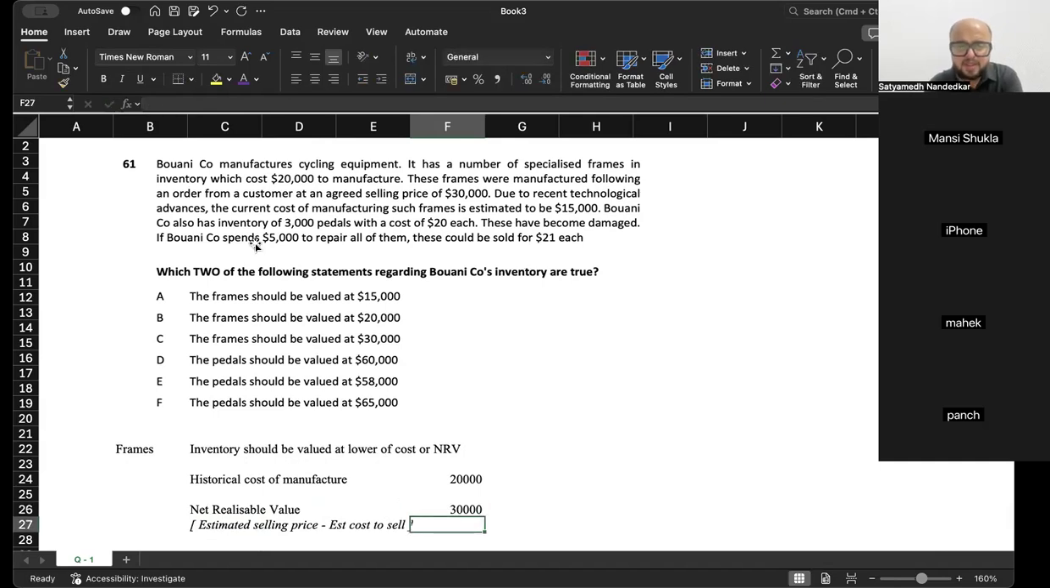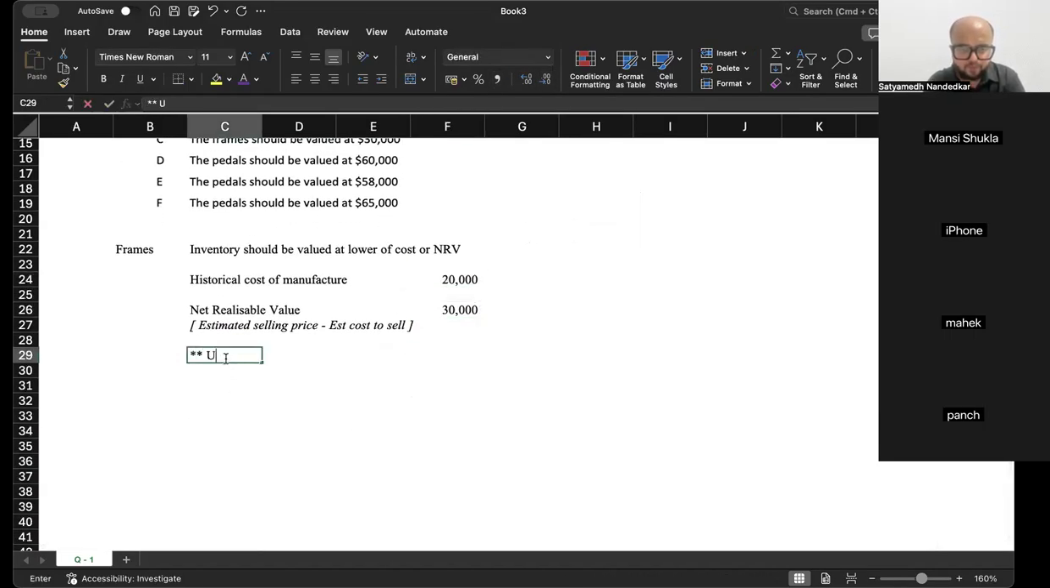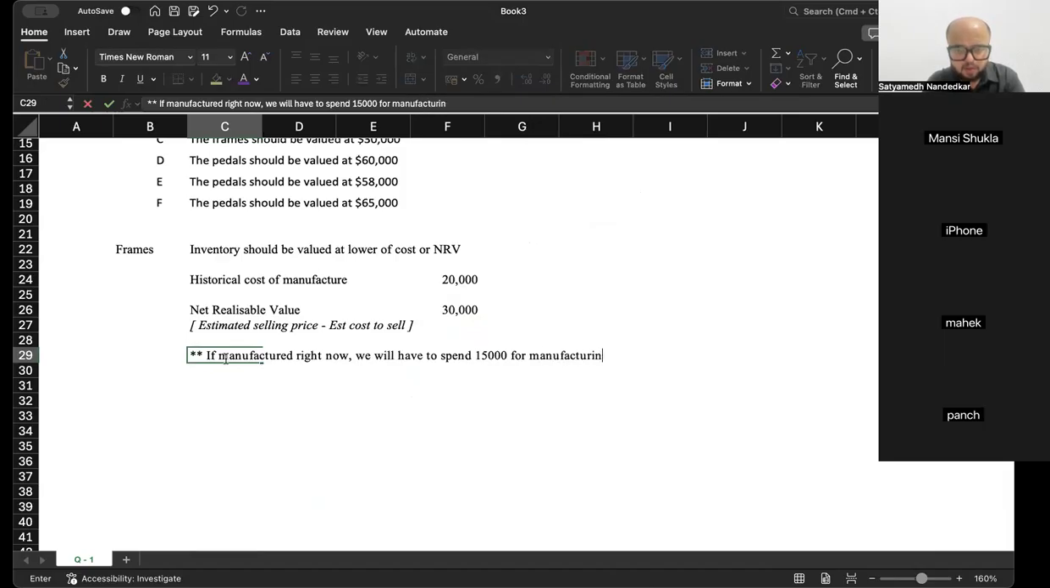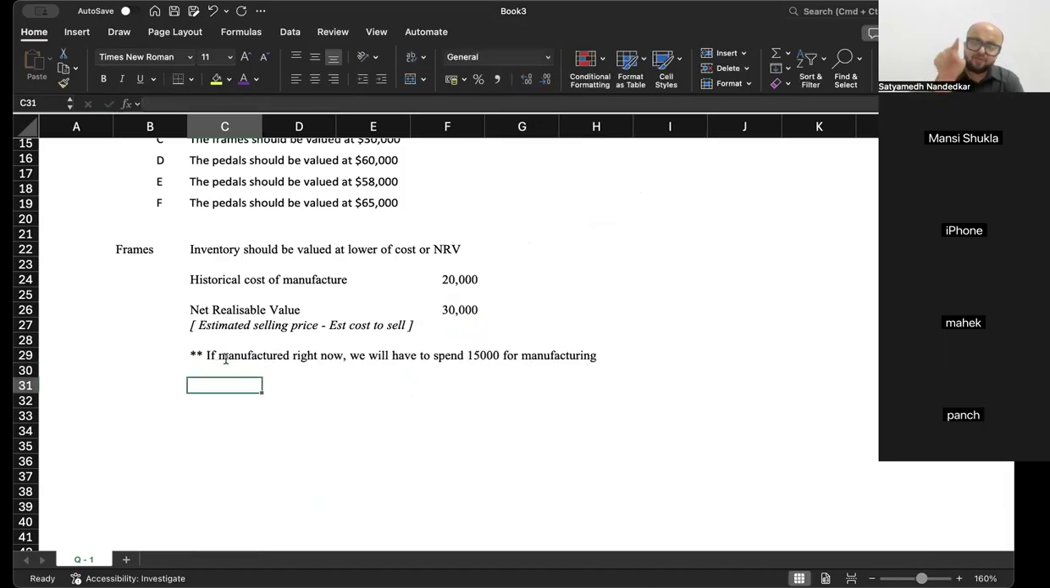Now, due to recent technological advances, the current cost of manufacturing is estimated to be 15,000. See, they are saying current cost of manufacturing. What does this mean? Pay attention. If manufactured right now, we will have to spend 15,000 for manufacturing.